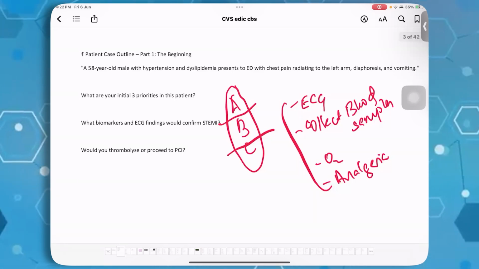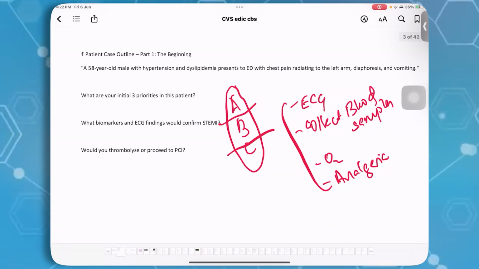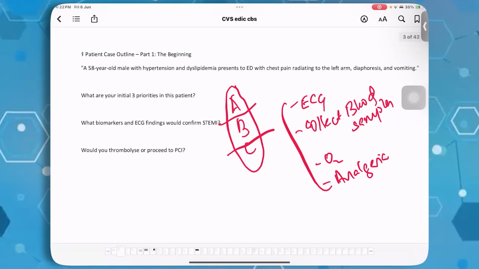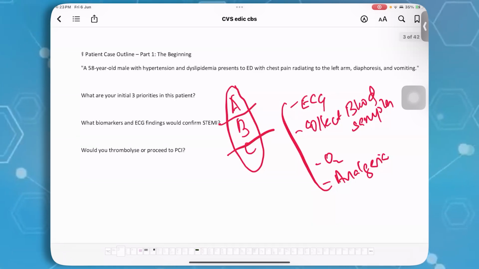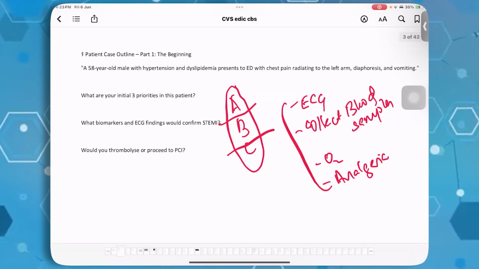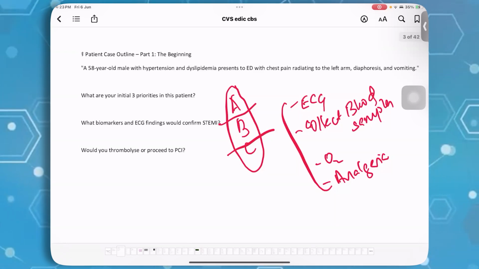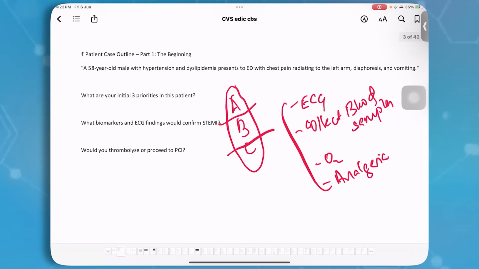non-STEMI and STEMI. So can you tell me the difference between unstable angina and non-STEMI, or myocardial infarction and unstable angina? Anyone? What is the difference between unstable angina and myocardial infarction? This is a very important question. Try. Yes, go on.